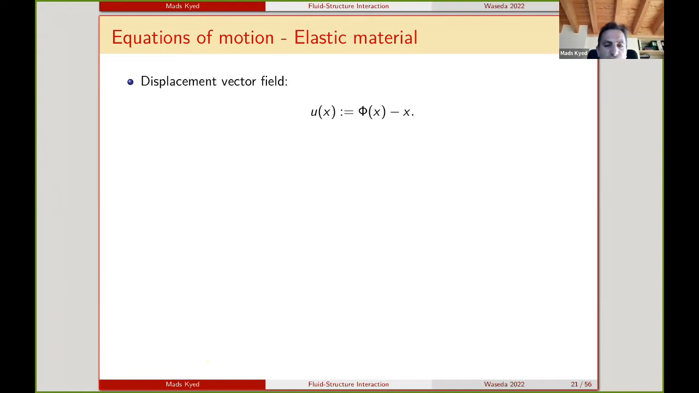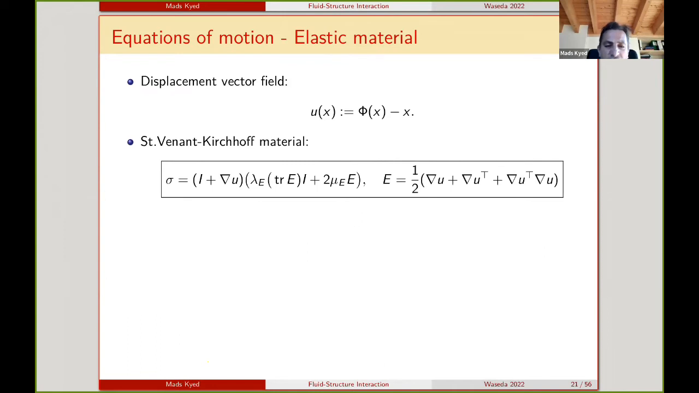Okay, so typically we want to write these equations or the stress tensor in terms of the displacement vector field, which is the deformation minus the identity. And in this case, we get the following expression for the first Piola-Kirchhoff stress tensor of a St. Venant-Kirchhoff material. Right. So, and I summarize.